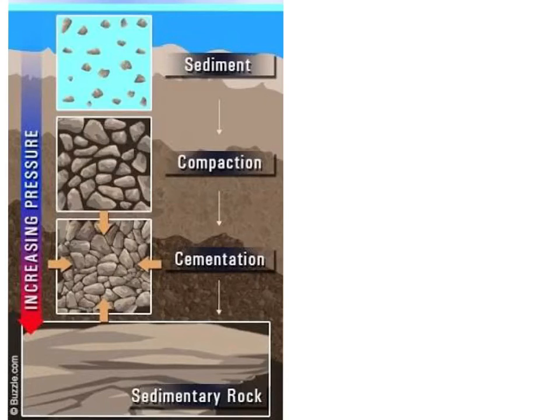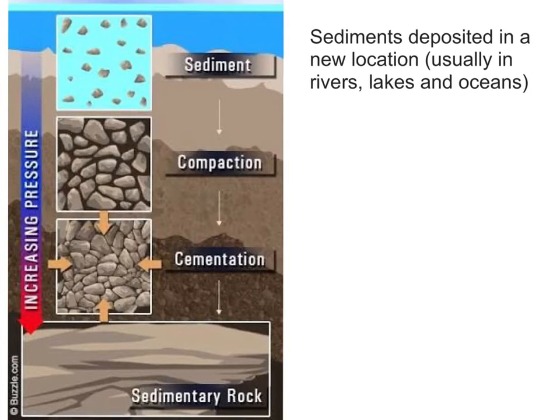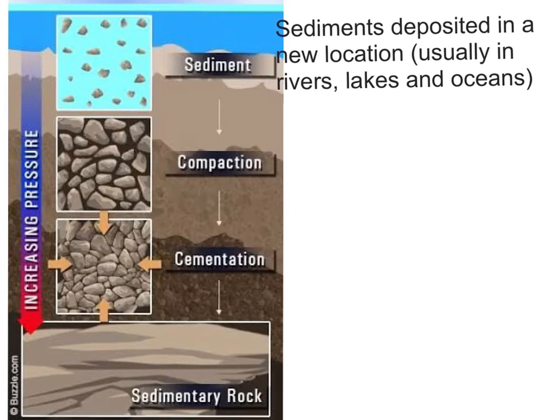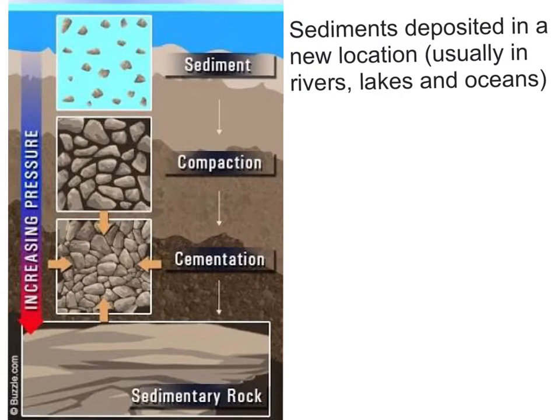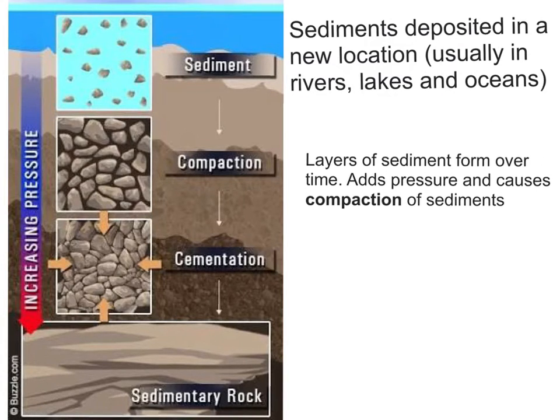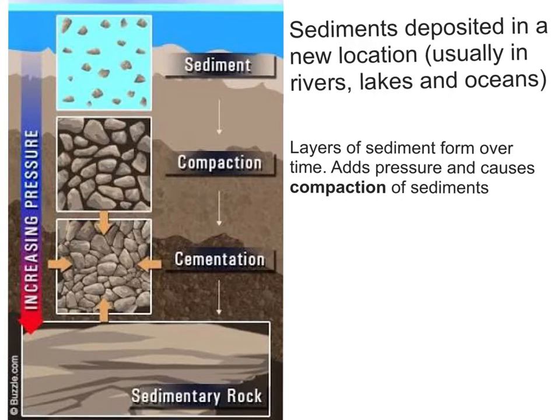Now that we know about what sediments are, we need to look at how these sediments combine to make a sedimentary rock. So the eroded sediments end up in the water and they begin to settle there. With time, more and more of these layers start to build up. This has the effect of adding pressure to the lower layers. This pressure causes them to be pressed together or compacted.